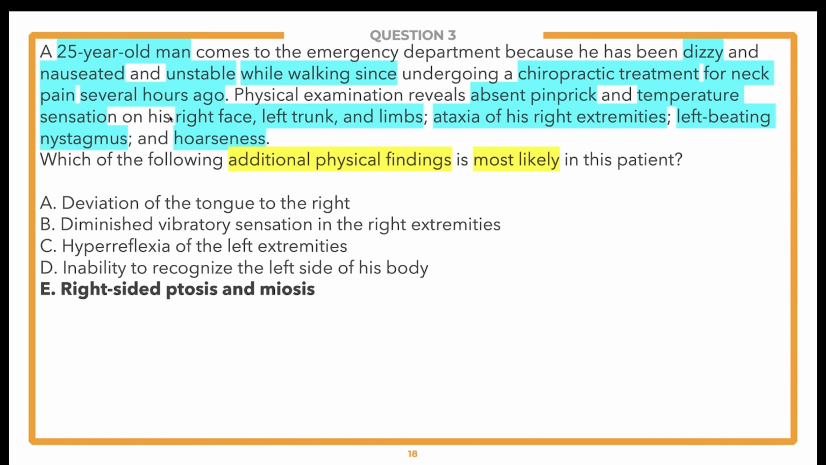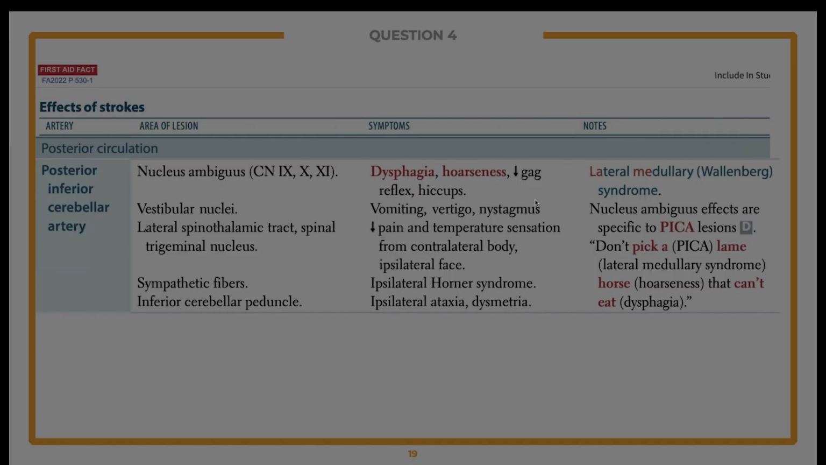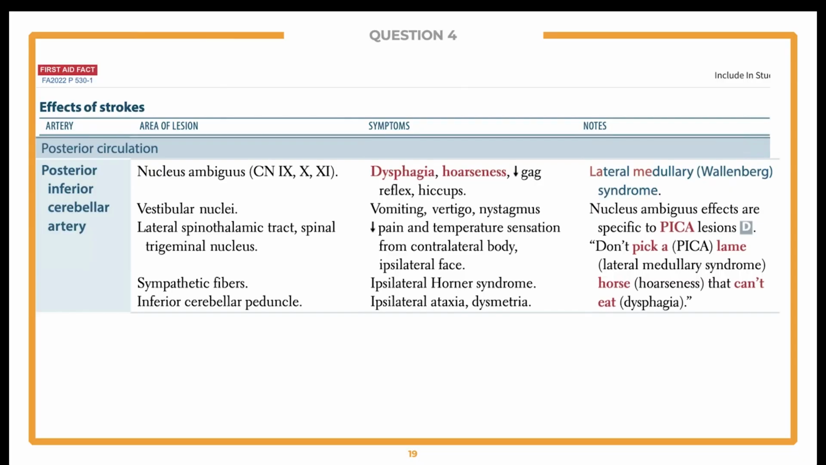For those of you who got it, great job. It was a tough question. Let's go ahead and go to the next slide. I think I put a chart in here. I'm not 100% sure. I could be wrong. Yeah, here we go. So this is PICA, and this is what our patient had here.